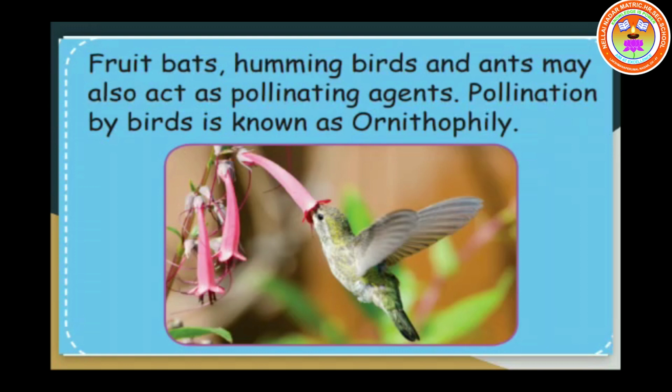Okay, children, today we have seen plants, reproduction in plants, and the flower. In this flower, we have seen pollination, and then two types of pollination, self-pollination and cross-pollination, and then pollination agents also we have seen. That is pollination by wind, pollination by water, and pollination by insects also we have seen.